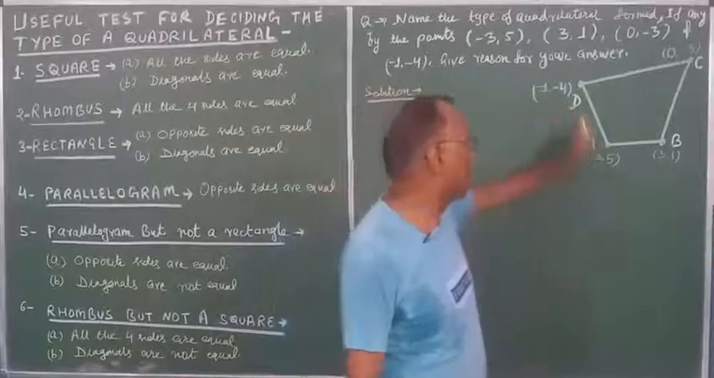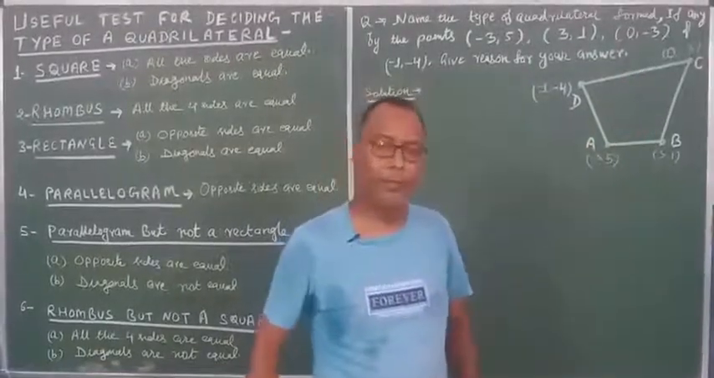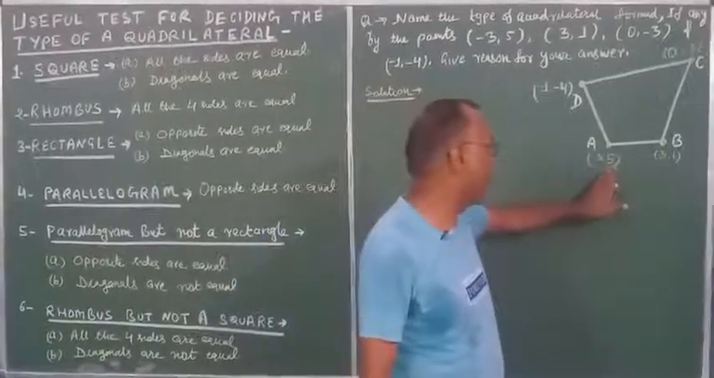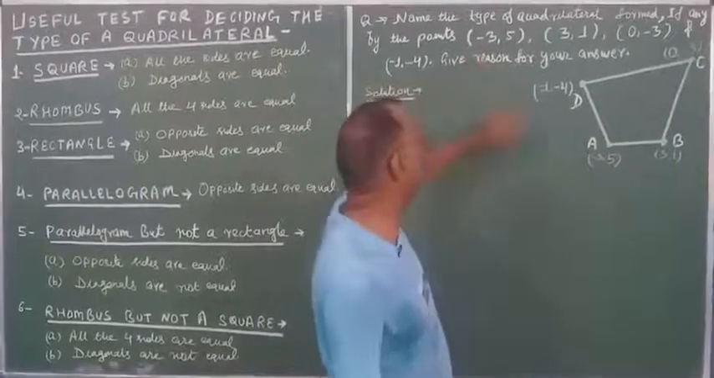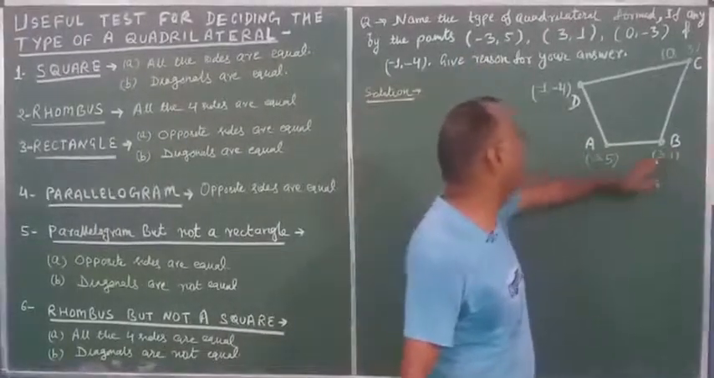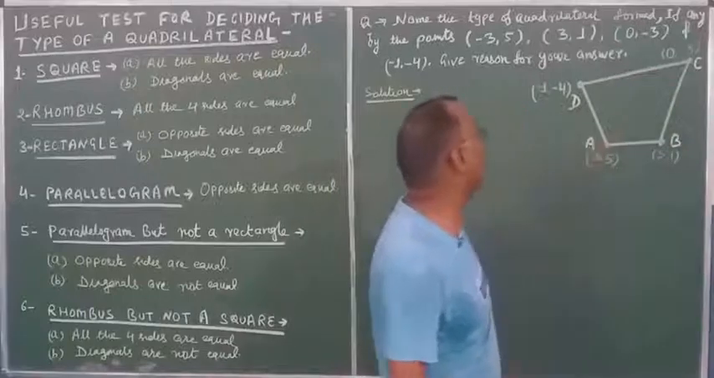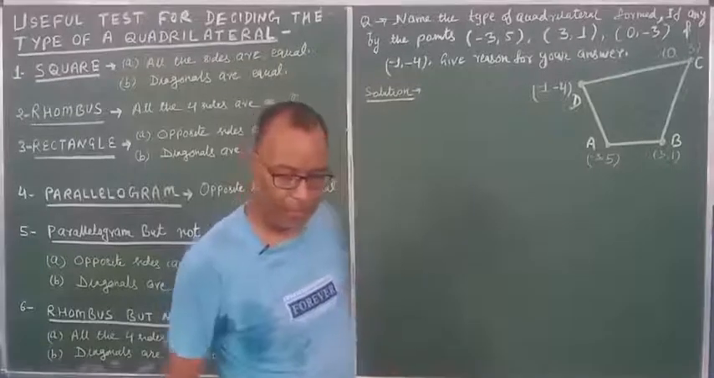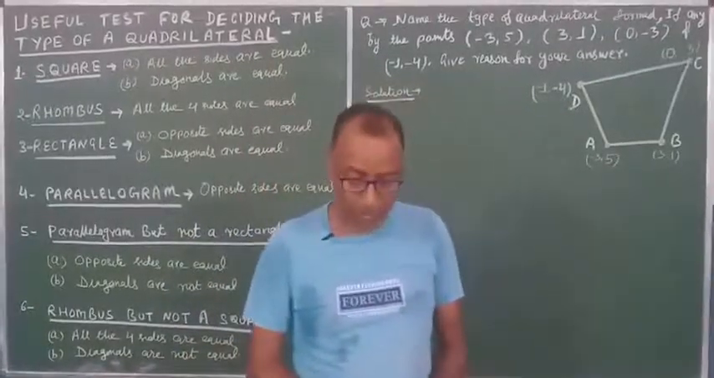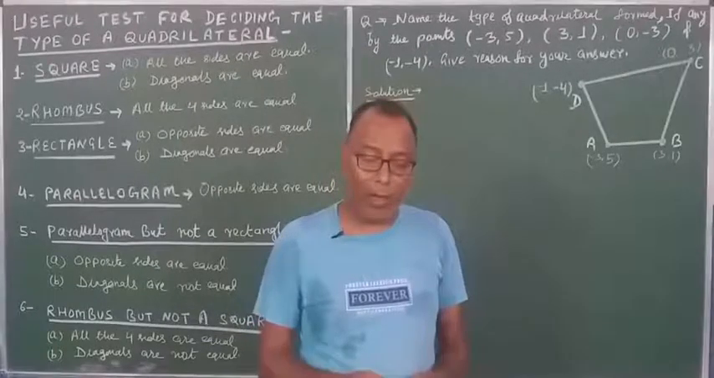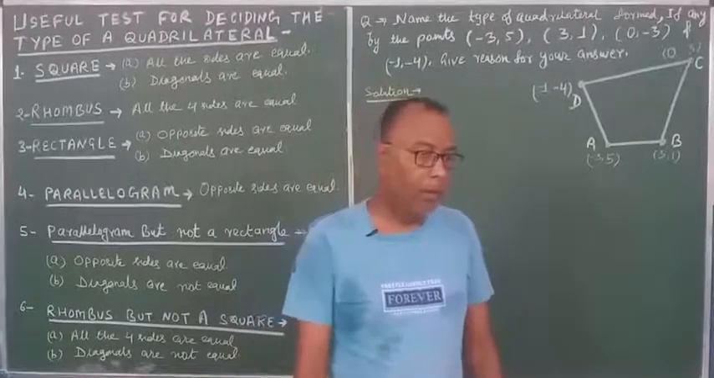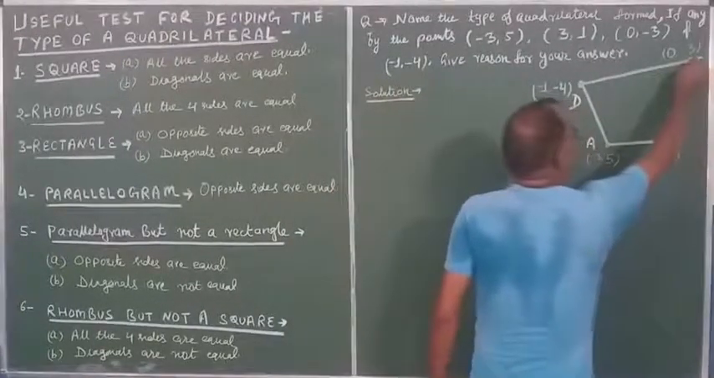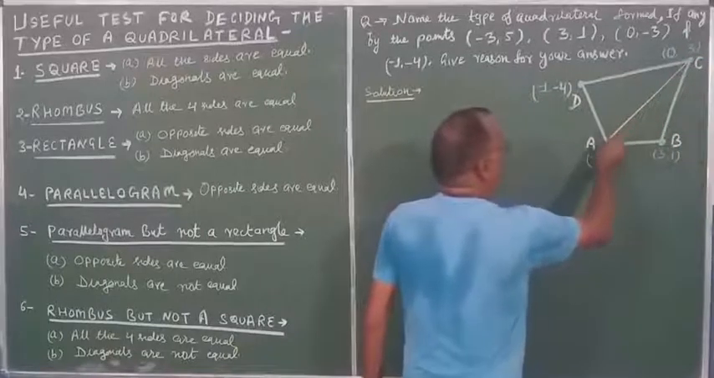So just draw a rough sketch of the quadrilateral in this way. This is A (-3, 5) from here, B is (3, 1), C is (0, -3) and D is (-1, -4). Now first we will check whether it is a quadrilateral or not. So just look here, I am joining this line. I am joining this.